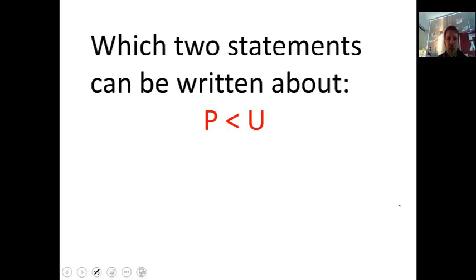How about you try one by yourself? Which two statements can you write about P, that inequality symbol, and U? All right, go.